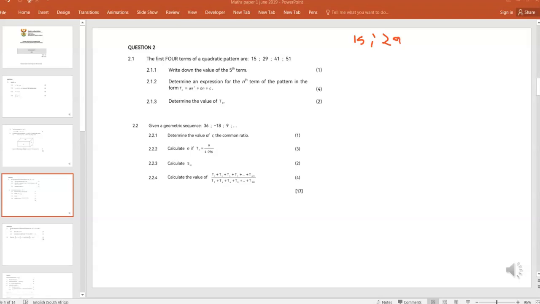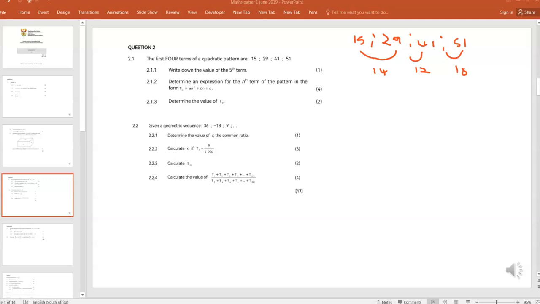This will be 29. This will be 41 and then 51. So that's quadratic. Now we get that type of quadratic, just think about second difference. So the first one will be 29 minus 15, that will be 14. And then continue, 41 minus 29, that will be 12, right? And then we continue, 51 minus 41, that is easily 10. It's a giveaway 10, that one.